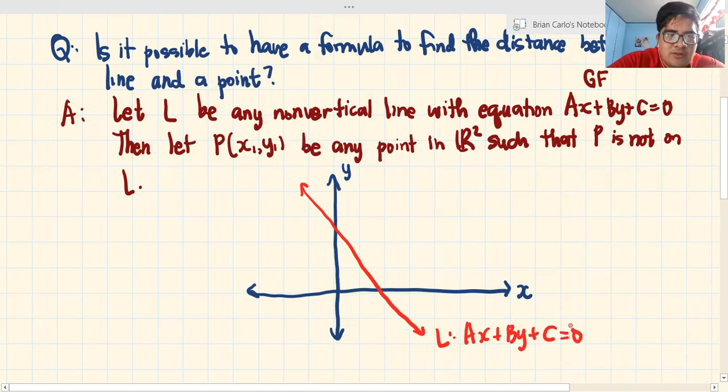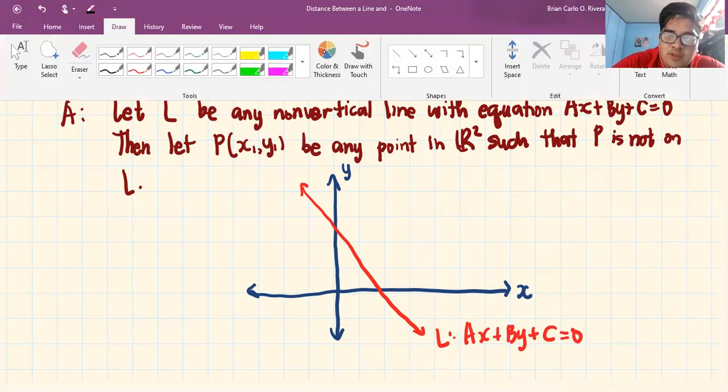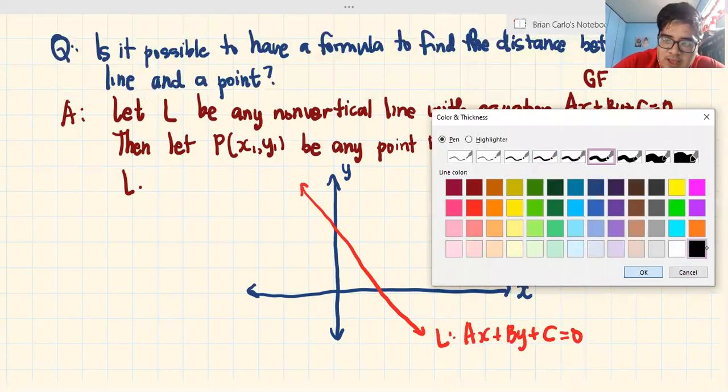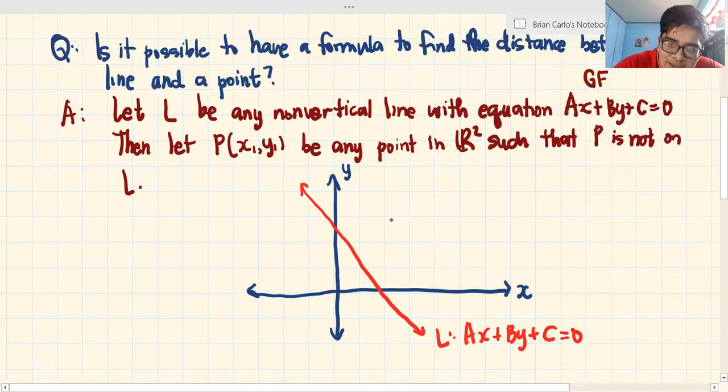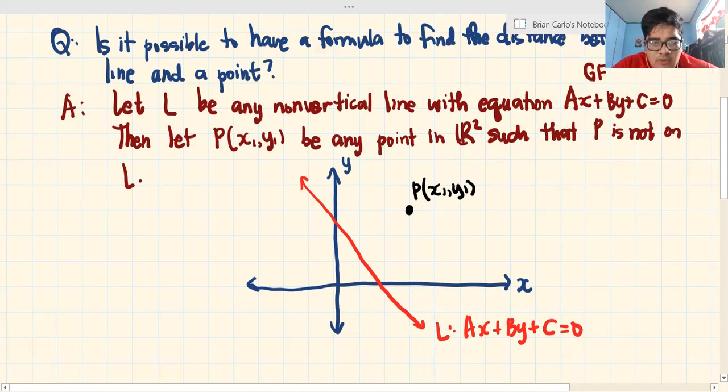Tama? Ngayon, sino si point P? Palitan natin yung kulay to black. Let's say ito si P. P na x1, y1. Yun ang sinasabi ng description maroon na to. Yung point P daw ay point sa R2 nasa Cartesian plane, tapos hindi siya nasa along the red line. Yun ang condition natin. Ngayon, ang ano ba goal natin?